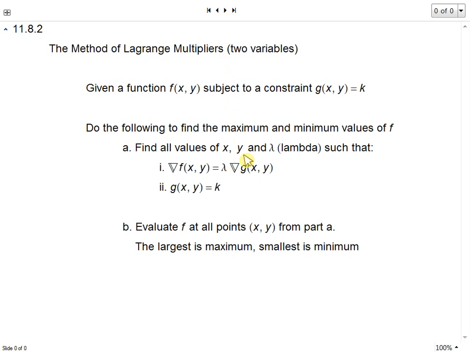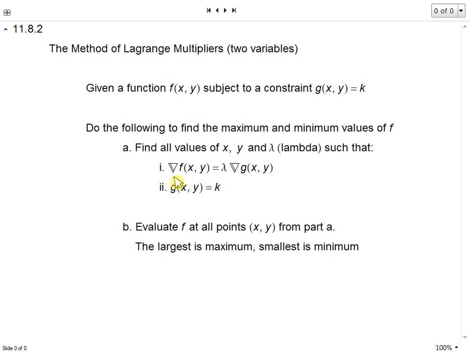So here's the method of Lagrange. Lagrange is a mathematician who gets credit for this method. Here's the method when you have two variables. If we have a function f of x, y, subject to a constraint g of x, y equals k, then we do the following to find the maximum and minimum values. We find all the values x, y, and then we're going to use this lambda, such that this is true and this is true. Now let's look at, what does that first one mean?